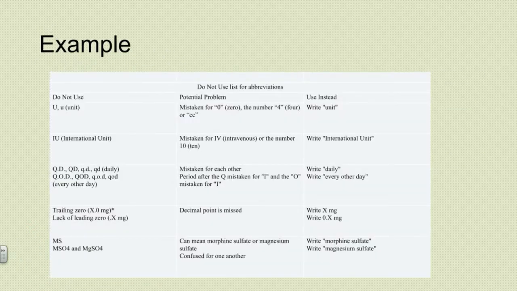So here's an example of the Do Not Use list for abbreviations. Do not use U for unit. You actually want to write it out, unit. I think you know a lot of this from your daily work.